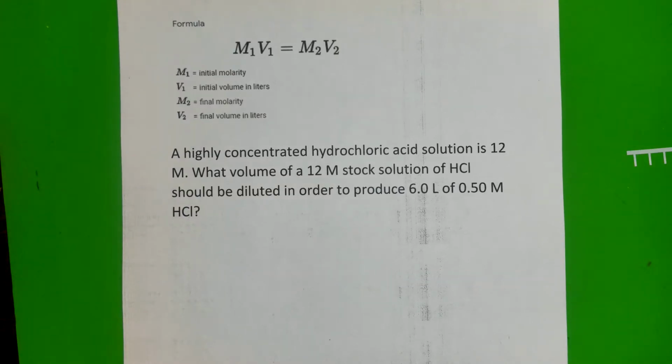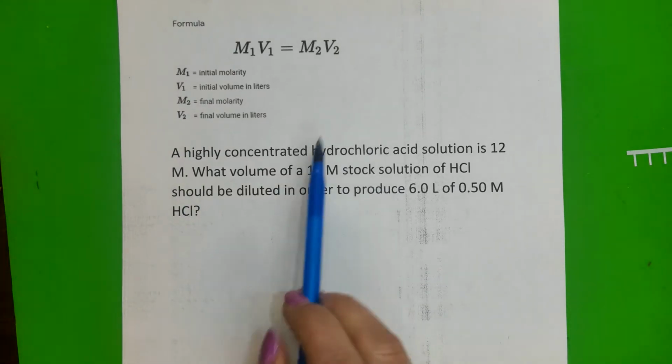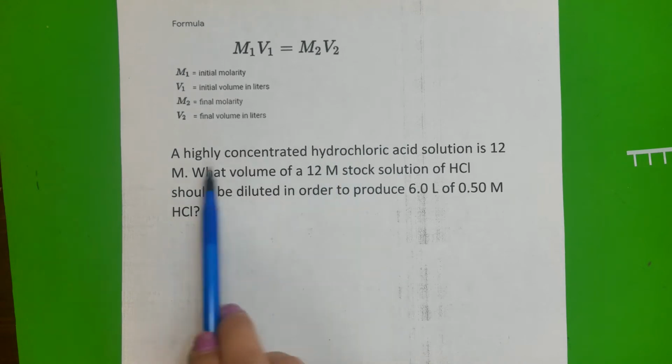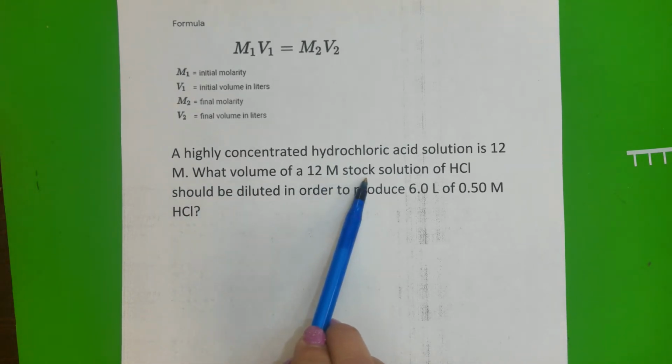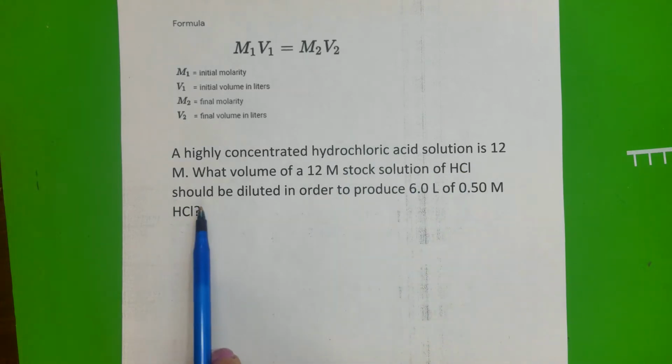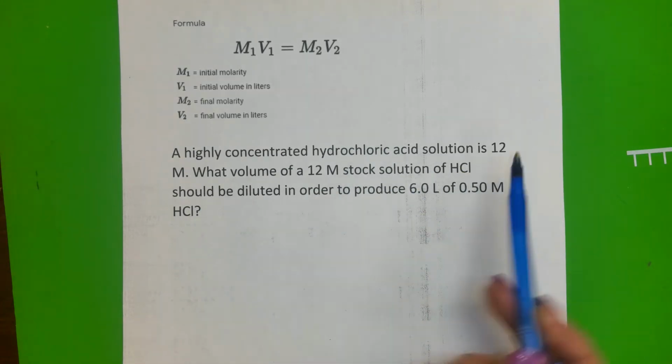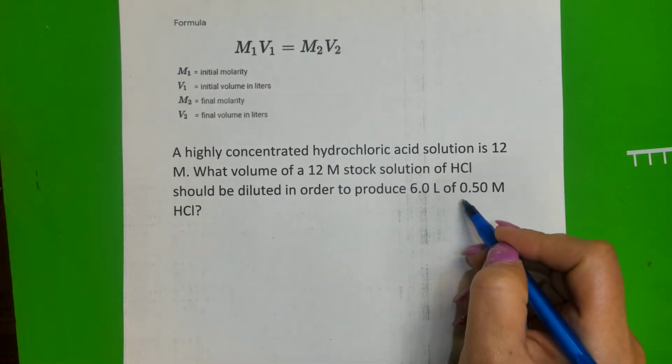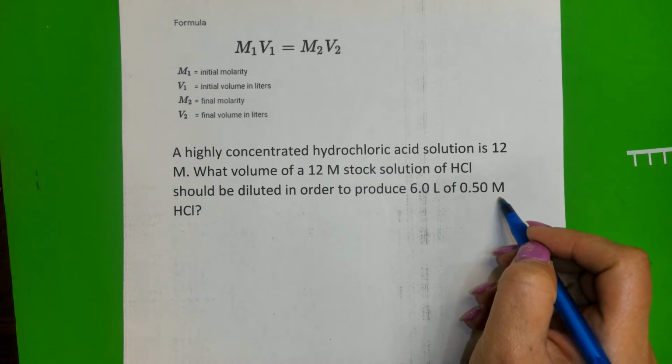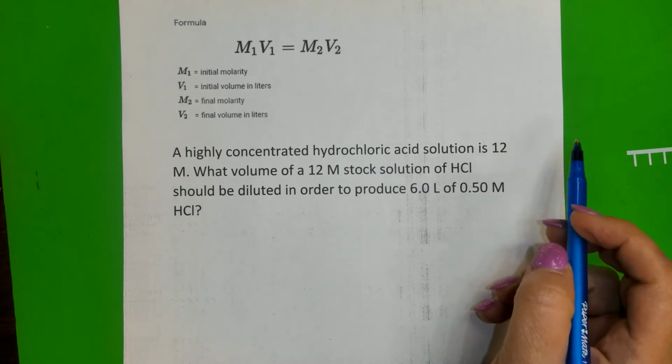Okay, for your second problem, a highly concentrated hydrochloric acid solution is 12 molarity. What volume of 12 molarity stock solution of hydrochloric acid should be diluted in order to produce 6 liters of 0.50 molarity of hydrochloric acid?